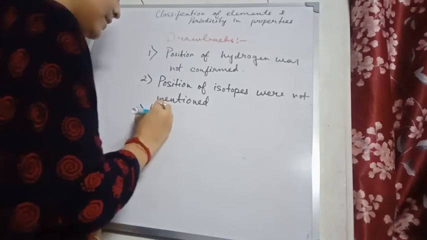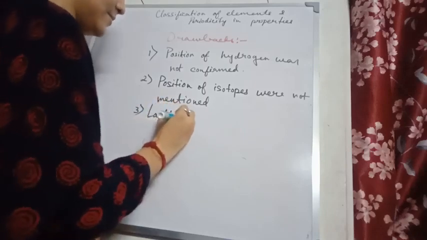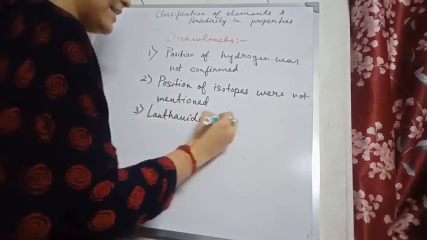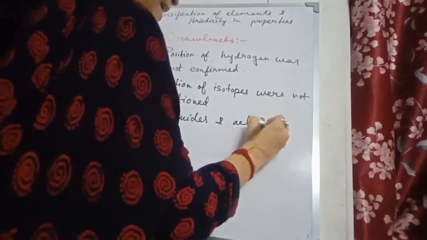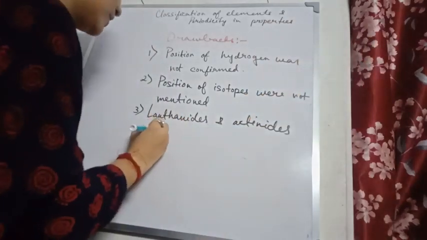Third, lanthanides and actinides, these are two separate groups of elements. We'll talk about them later on. They were not given a position.